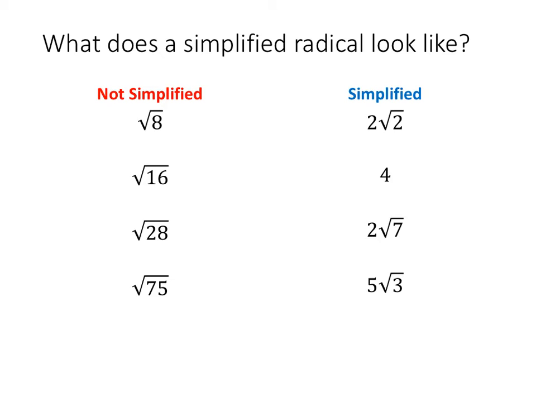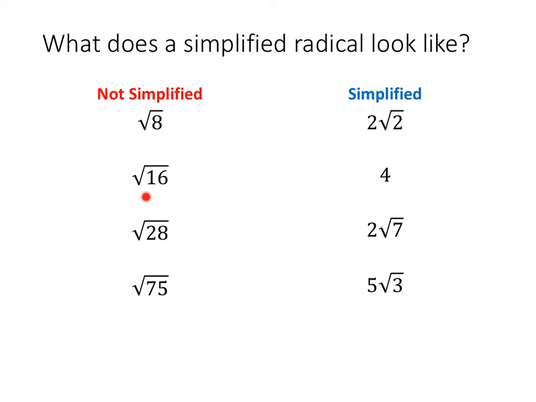So all this talk about simplifying radicals, what does that look like? We have some examples and some non-examples. We have non-simplified radicals over here, and then we have their equivalent radicals on the other side. The square root of 8 would become 2 times the square root of 2. It's not that the 2 is on the outside, it's just that it's multiplied, so it's 2 times the square root of 2. The square root of 16 can be simplified to just 4.